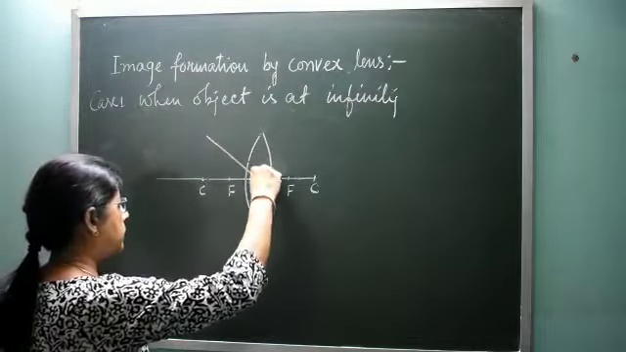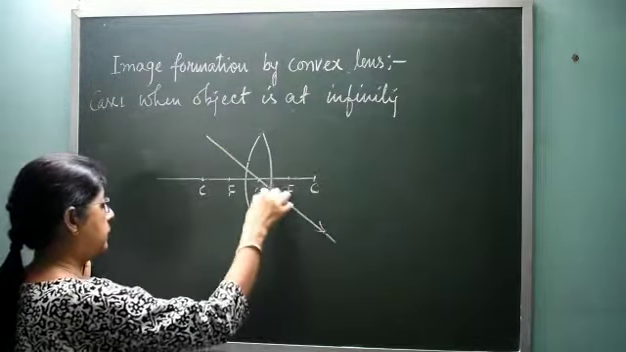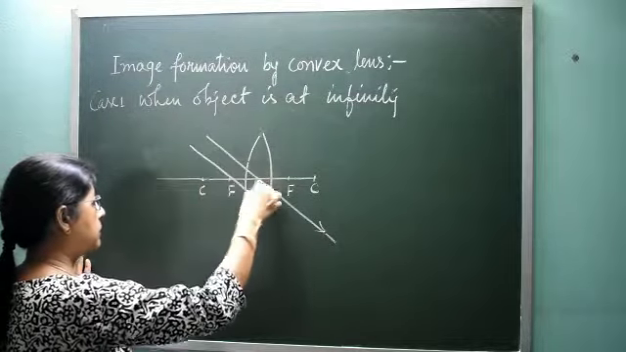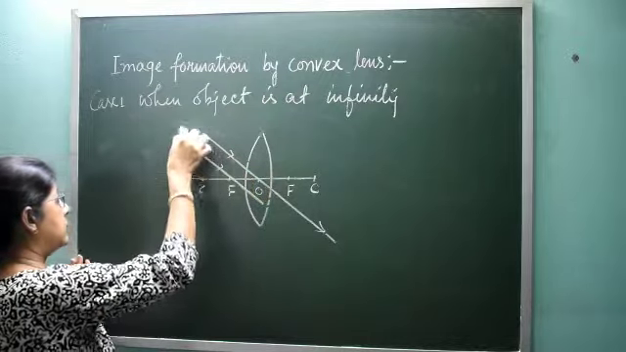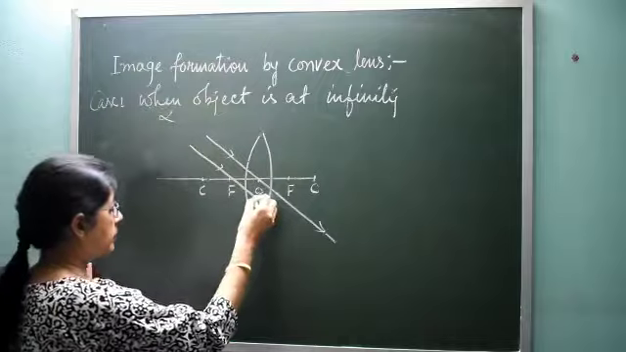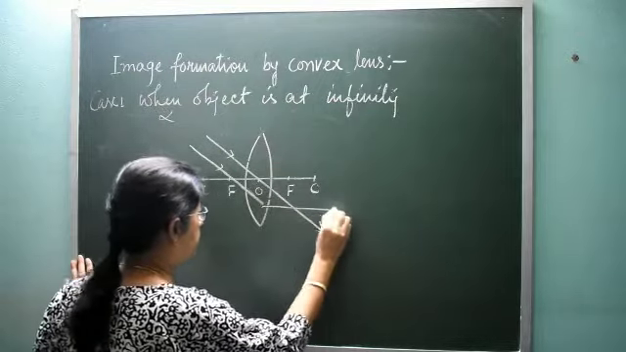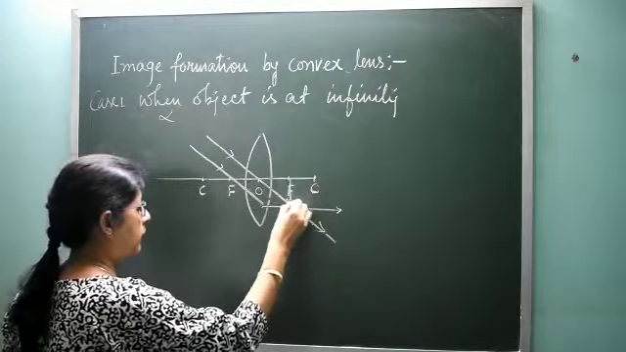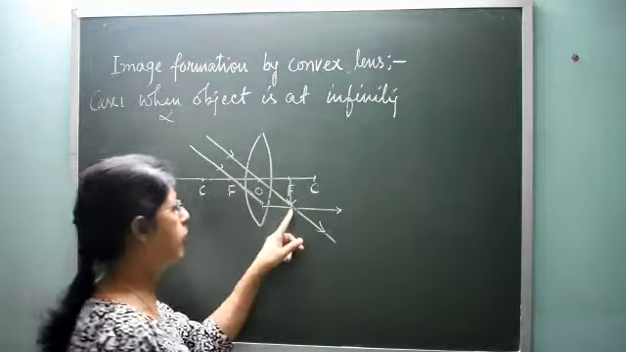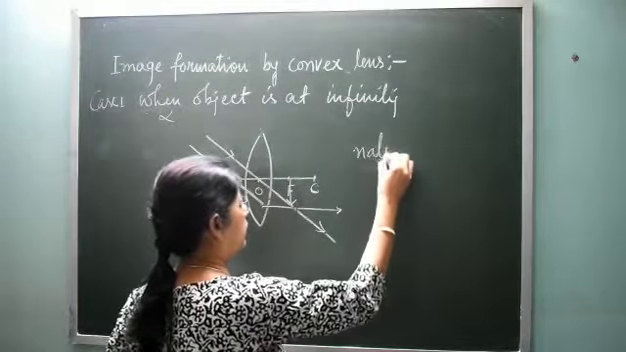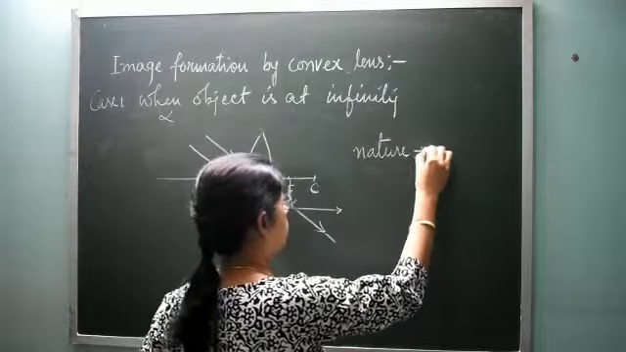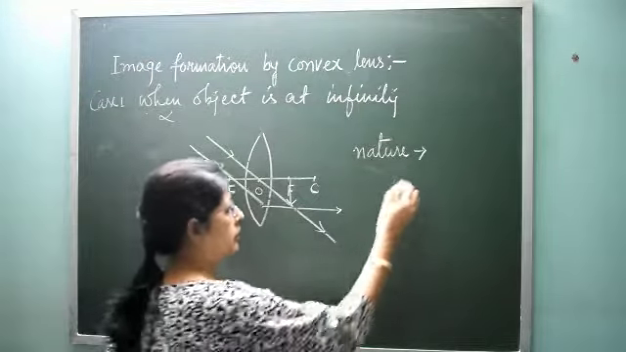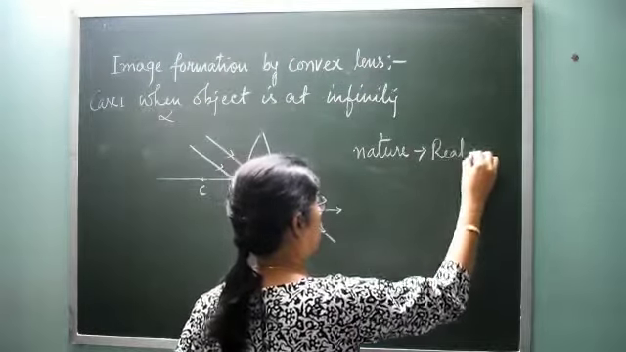So according to that, suppose one ray is coming and passing through O, then it will remain undeviated. Another ray I am going to draw. These 2 rays are parallel because rays are coming from a distant object, and after refraction it becomes parallel. So this refracted ray and this refracted ray meet at this point. Therefore, image is formed at focus. After drawing that, we always should mention the nature of the image. Nature will be real and inverted, because refracted rays actually meet at it.